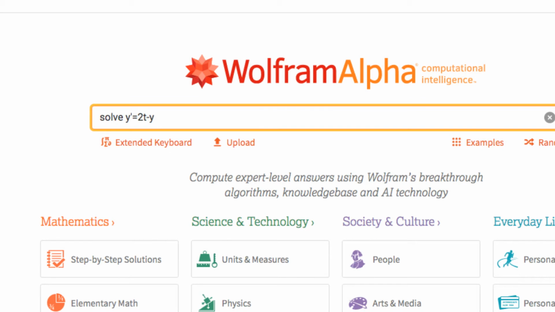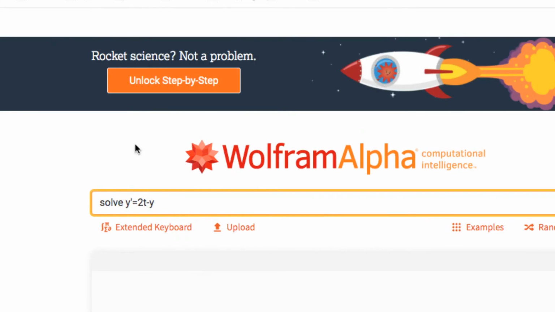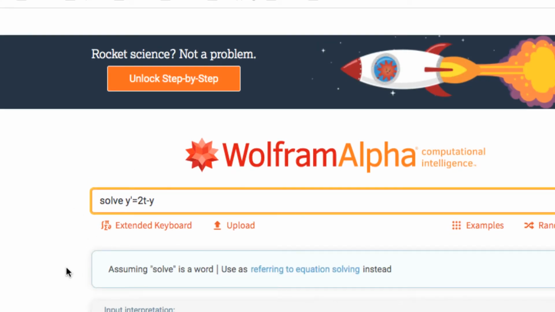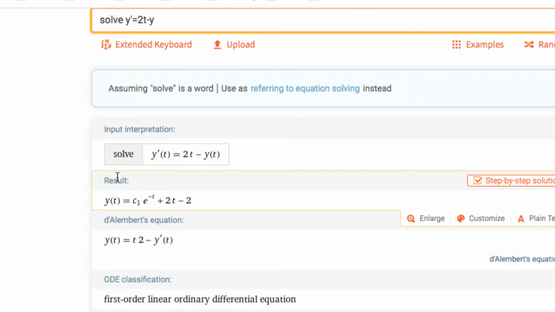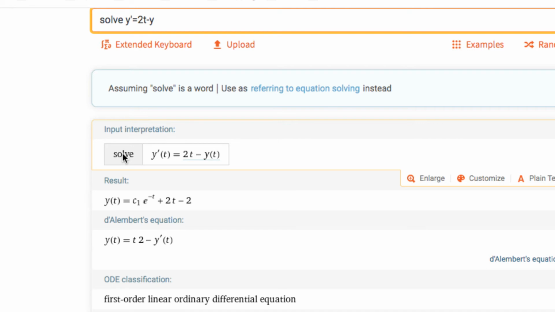we will later learn in this class very shortly how to solve this by hand, but right now we're just getting a solution using technology. So I'll hit enter and see what Wolfram Alpha produces for us. Okay, under solve, first make sure it got interpreted correctly. This says y prime of t is equal to 2t minus y of t.